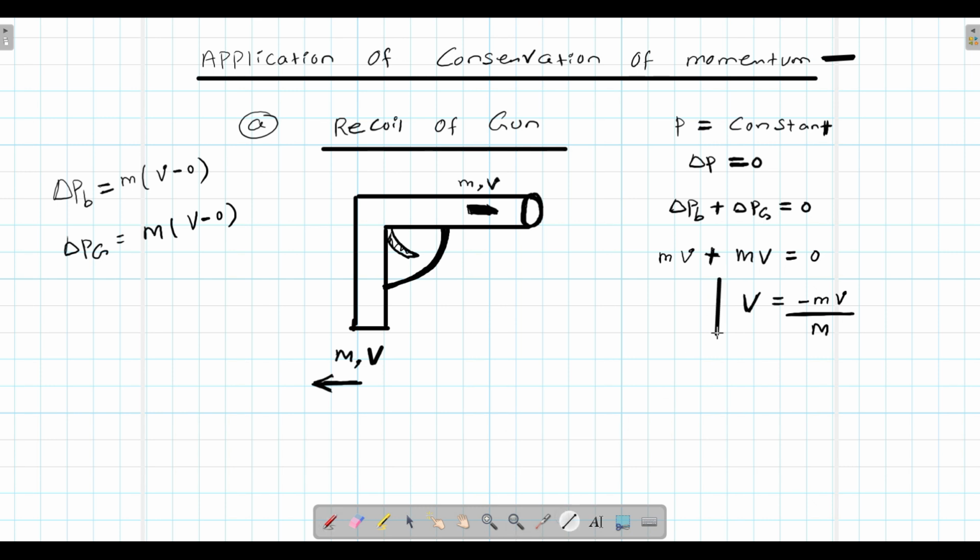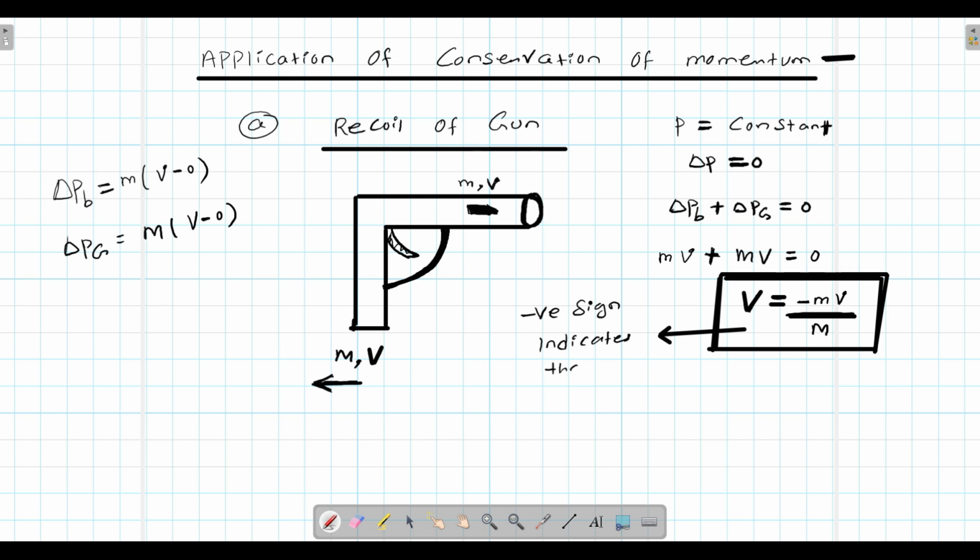So that is the recoil of gun. V equals minus small m into small v divided by capital M. This negative sign indicates that both move in opposite directions.